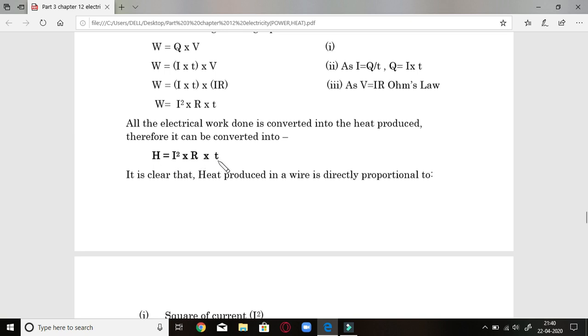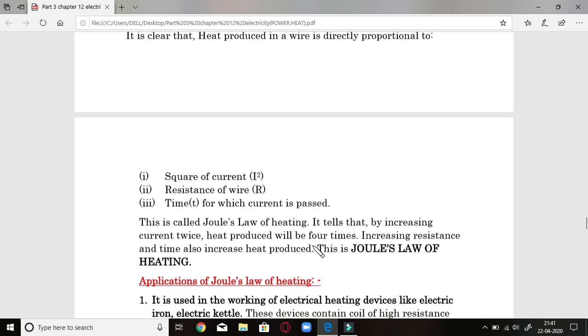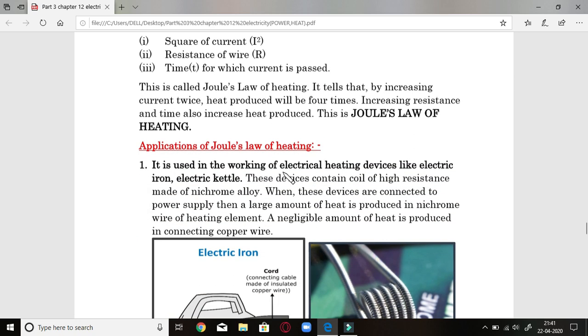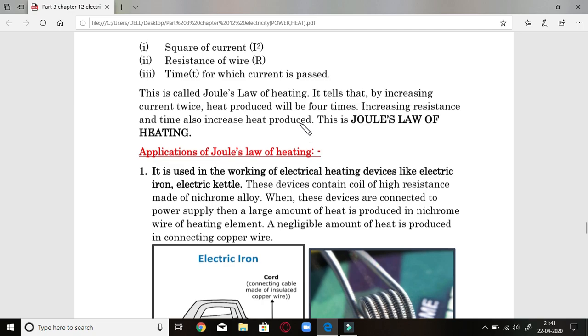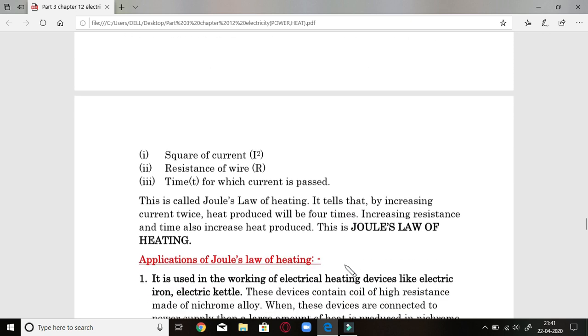to I square RT. So it is clear that heat produced in a wire is directly proportional to the square of current. It is directly proportional to the resistance of the wire and also directly proportional to the time for which current is passed. So this is called Joule's law of heating. It also tells us that by increasing current twice, heat produced will be 4 times. By increasing resistance and time also we can increase the amount of heat. So this is called Joule's law of heating.